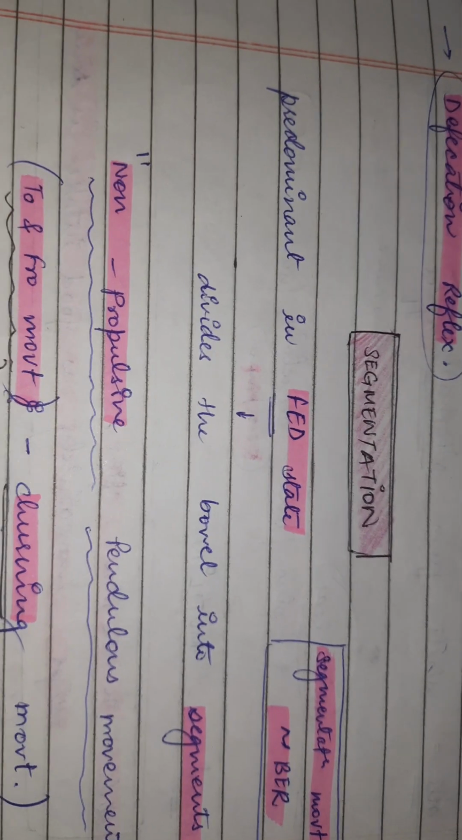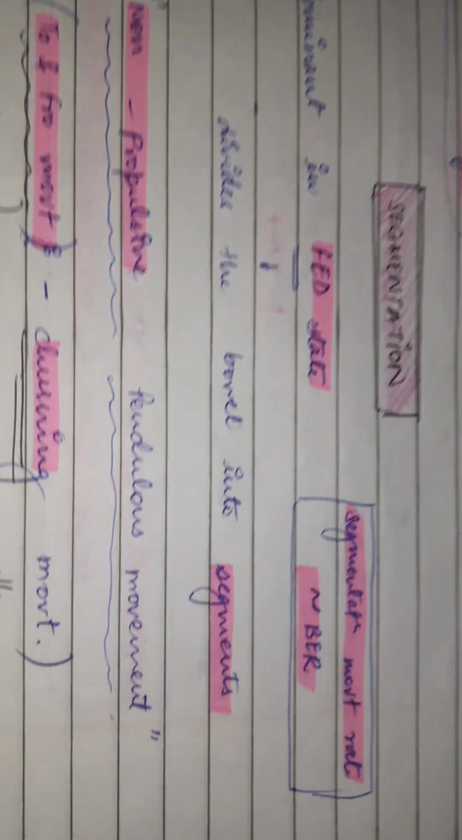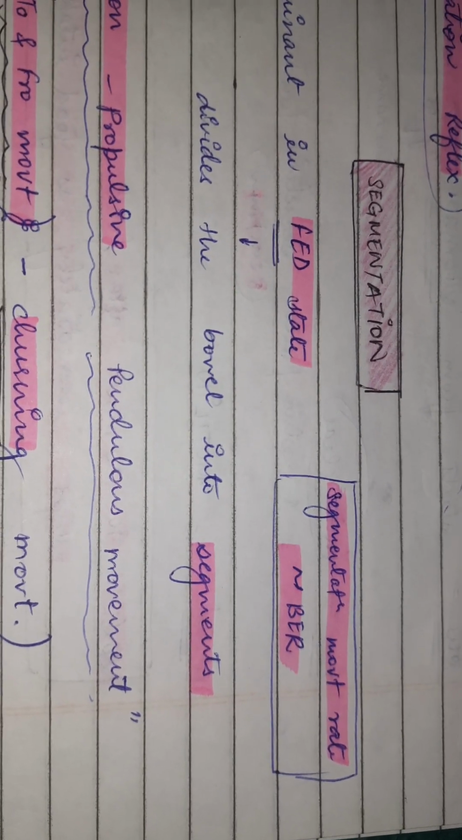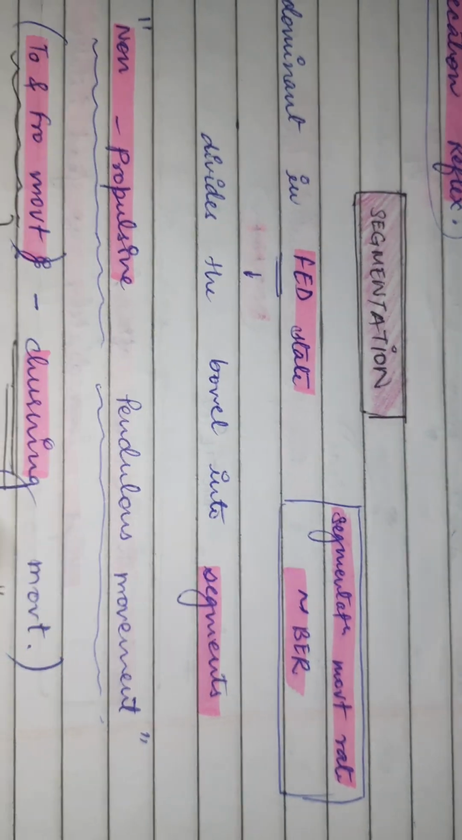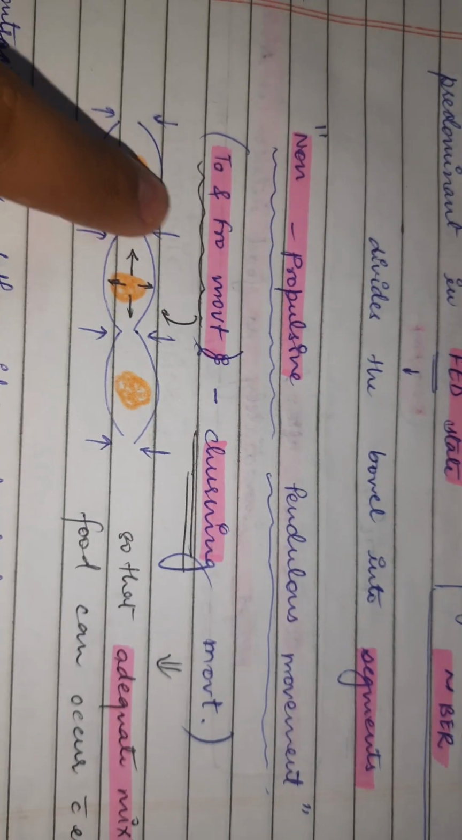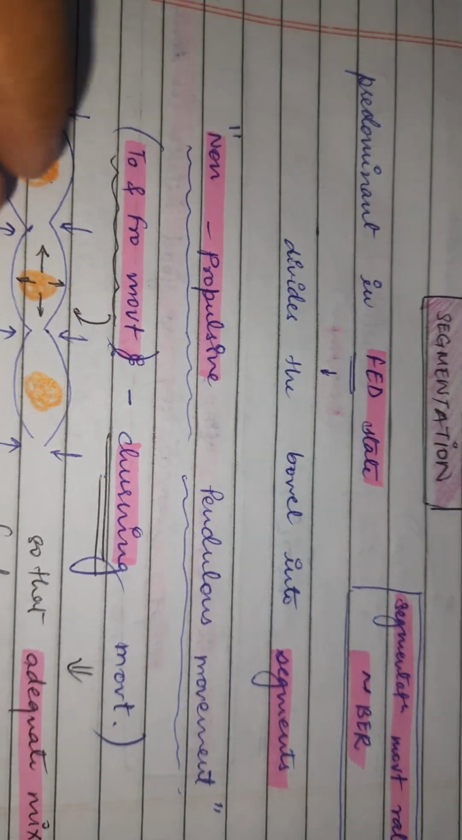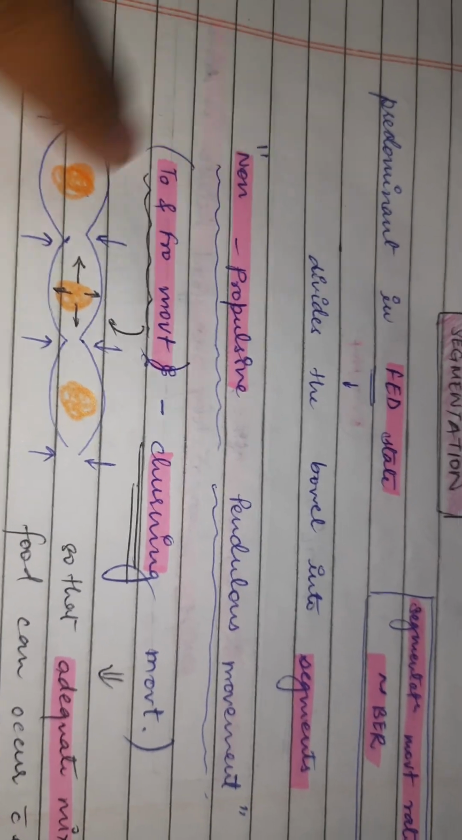Then segmentation, which is also seen in the fed state and is predominant in the fed state. The segmentation movement rate is similar to BER, basal electrical rhythm. It divides the bowel into segments, like this. It is a non-propulsive, pendulous movement. It is not propulsive like peristalsis, but it is pendulous.